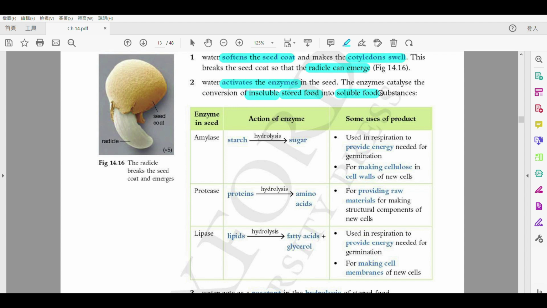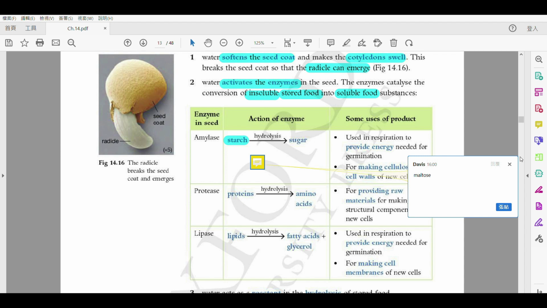So what does it mean by insoluble food? Very easy, as you can see here, the starch. Okay, so these enzymes, you should be familiar with their names. The first one is amylase. They will change starch to sugar. And if I ask you what sugar is it, you should be able to answer me. The answer is maltose.